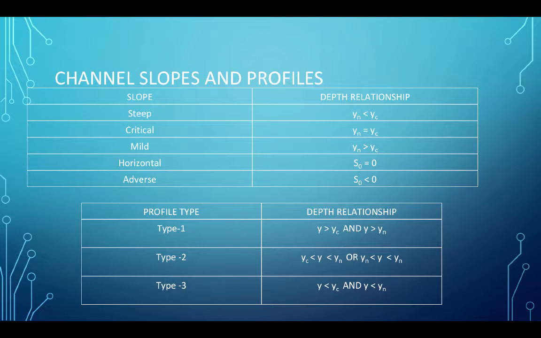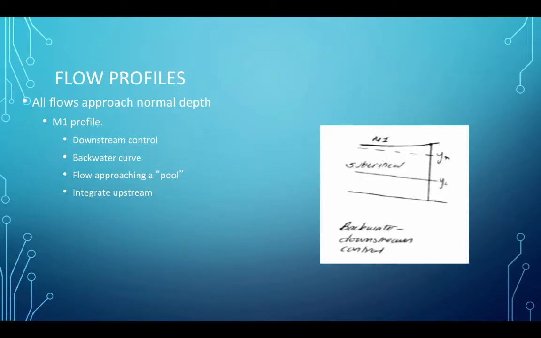If the critical depth is less than the computed depth is less than the normal depth, or the normal depth is less than the computed depth is less than the critical depth, then that's a type 2. And lastly, if the computed depth is less than critical and less than normal, that would be a type 3 profile. Most hydraulic textbooks have sketches and sketches of these things.